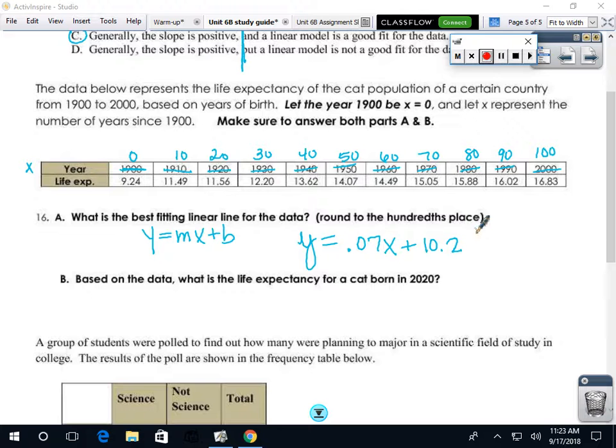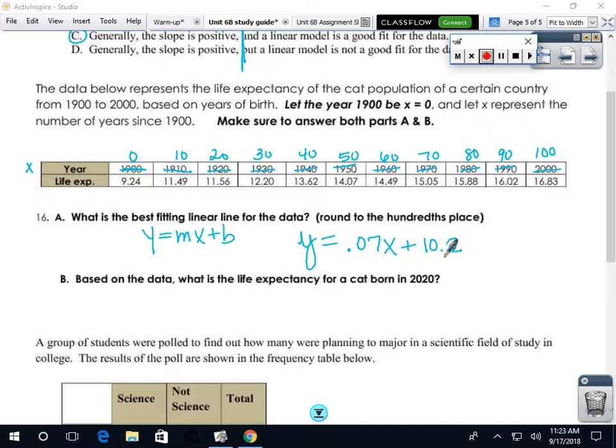Okay, so we now have the line of best fit for this data. We did it by putting the year in L1, and remember we changed our years to 0 through 100 instead of giving the years that were there. And our y values went in L2, and those were the life expectancy. Like this is 9.24 years, 11.49 years, and so on. Once you put them in there, you go to stat, calc, linear regression, which is number 4. And then when you calculate it, it gives you your a and your b, which goes in the place of the slope and the y-intercept.